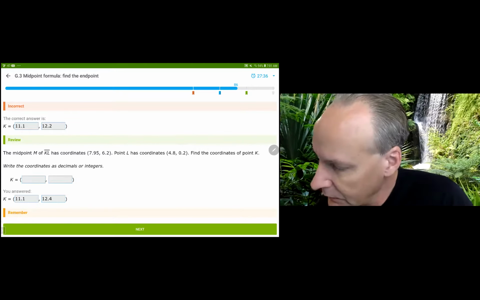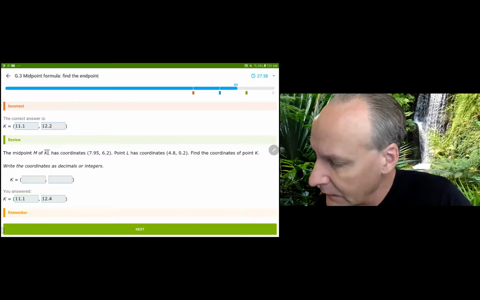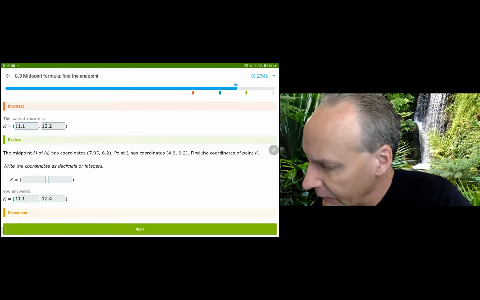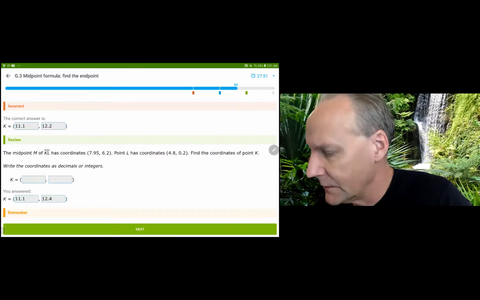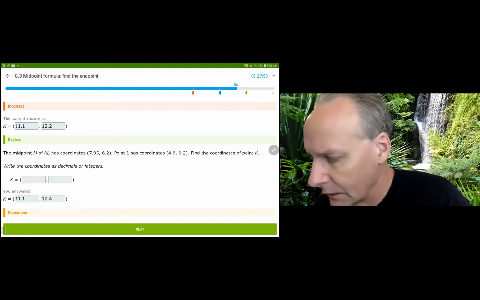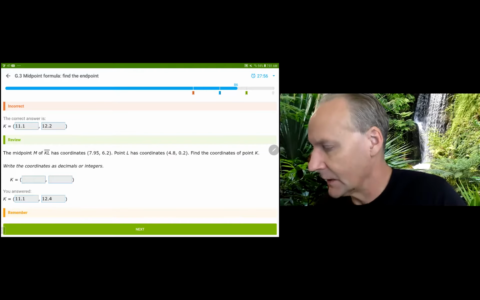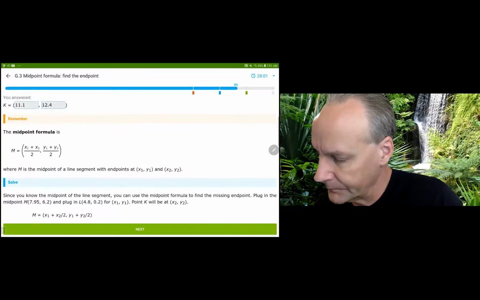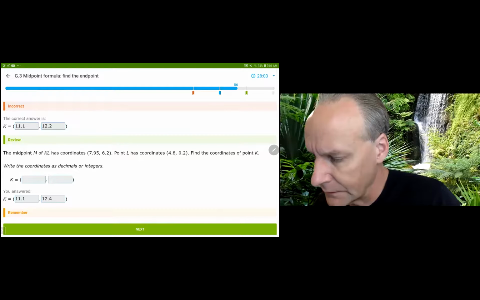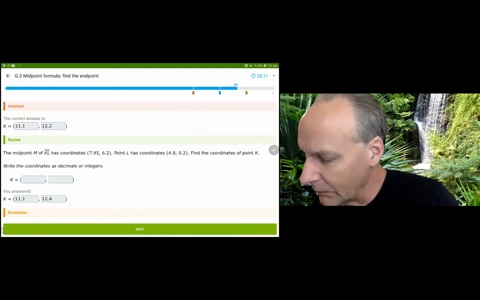What did I do? All right, double my midpoint is 15.9, yeah. And double my mid. Oh, what did I do? Double this is 12.4. No, it's right. They must have made an error. Okay, let's see where their mistake is. What did they say the answer was? I put 11.1 and 12. Did I put 12.4? Oh, man.